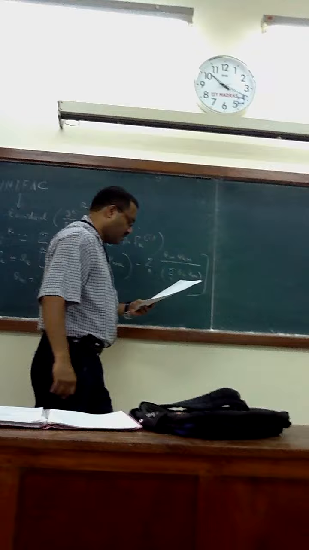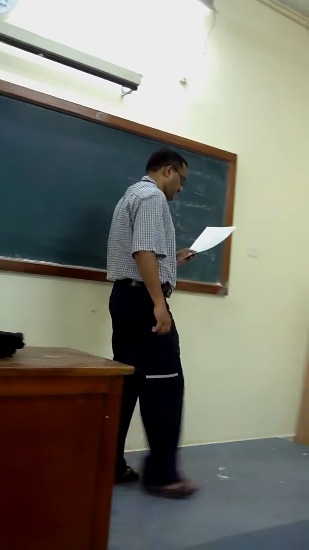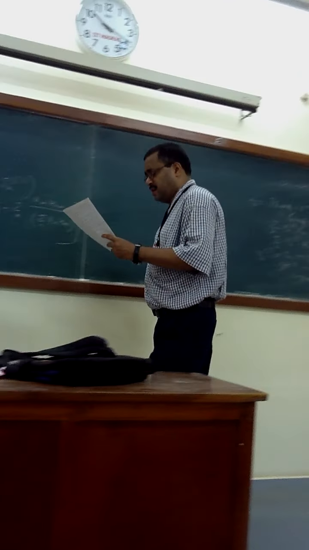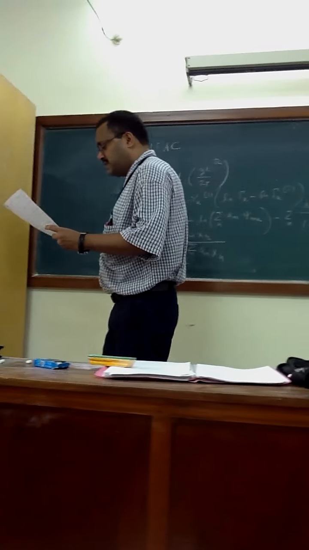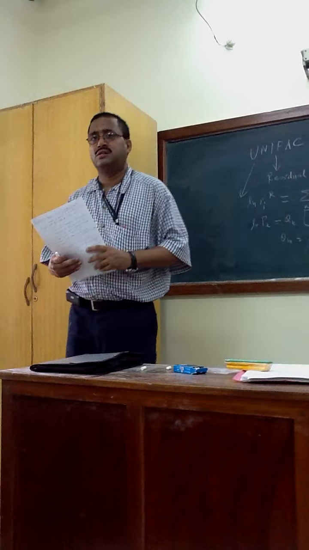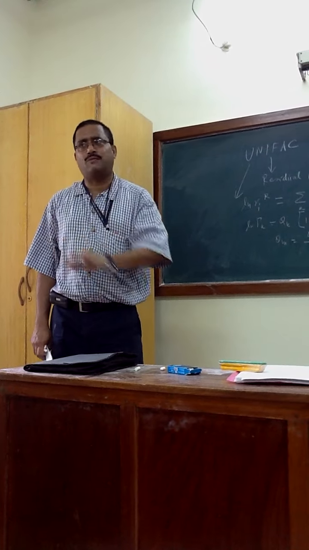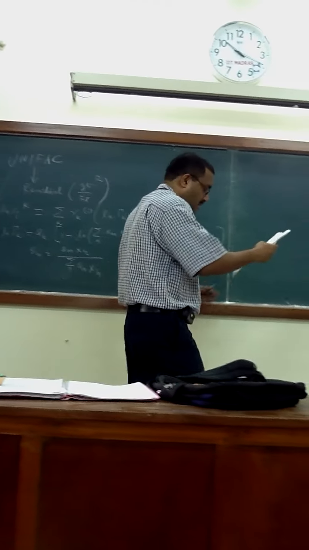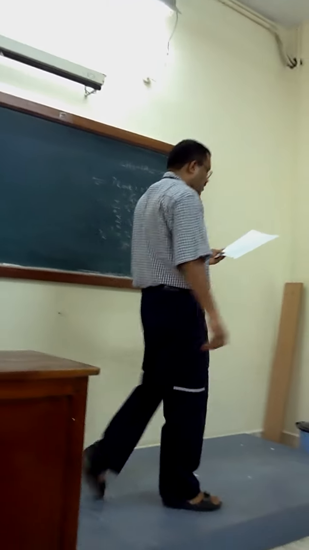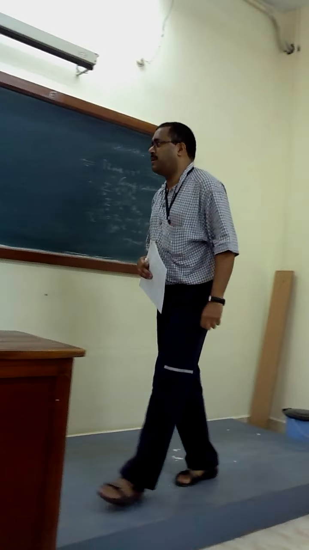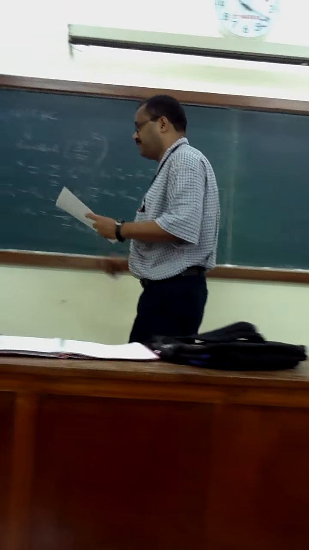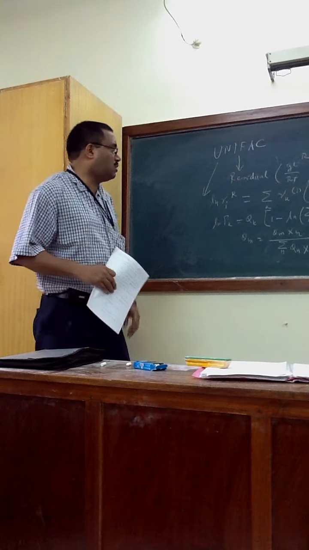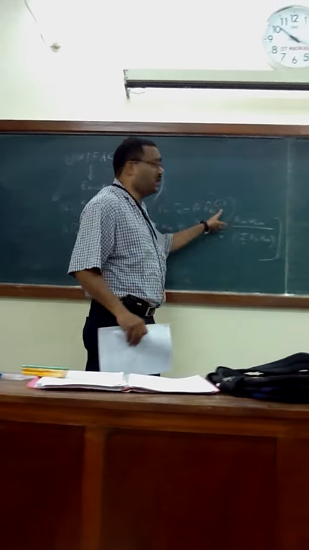What is theta_m? It is the surface area fraction of group m, and X_m is the mole fraction of group m in the mixture. Capital X_m is the mole fraction of group m in the mixture. What is Gamma_k? Gamma_k is the group residual activity coefficient. And Gamma_k^(i) is the residual group activity coefficient in a component.